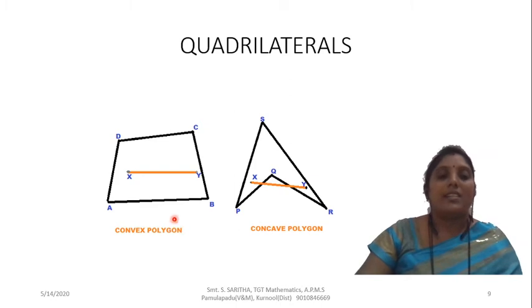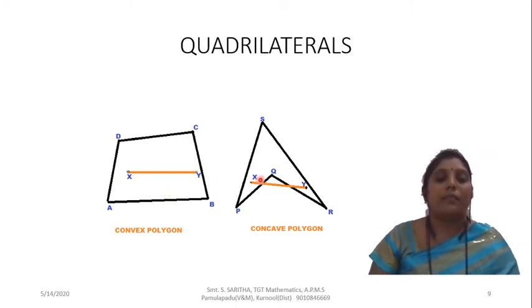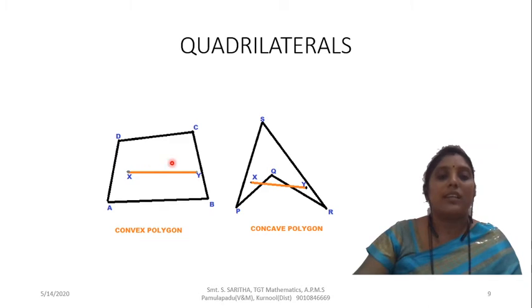Now, discussing the types of quadrilateral. When you observe here, you are seeing two figures, figure 1 and figure 2. Figure 1 is called a convex quadrilateral and figure 2 is called a concave quadrilateral. Let us see how we differentiate a convex quadrilateral and a concave quadrilateral. When you take two points in the interior region of a quadrilateral, the line segment formed by the two points should lie inside the quadrilateral itself. Then that type of quadrilateral is called convex.